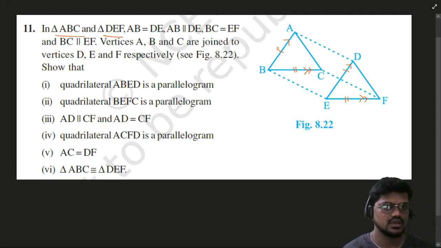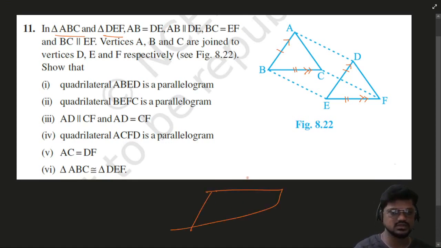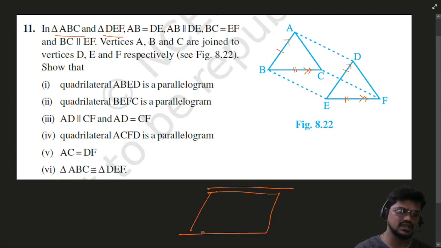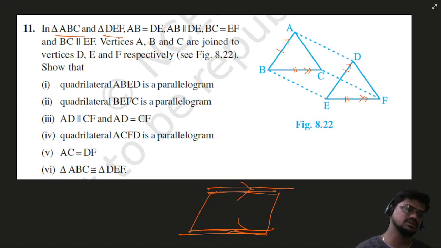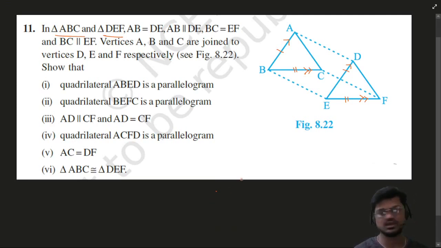The reason is, for any quadrilateral, if opposite sides are equal and they are also parallel, that means if you have a quadrilateral like this, and you know that this side is equal to this side and this side is also parallel to this side, that means the quadrilateral is a parallelogram. Got it? So you should be knowing this theorem.